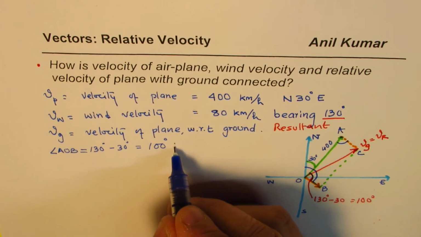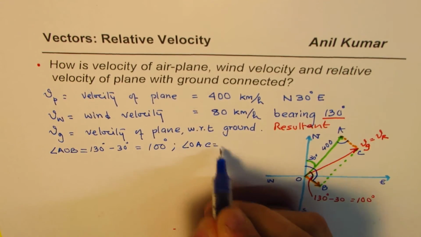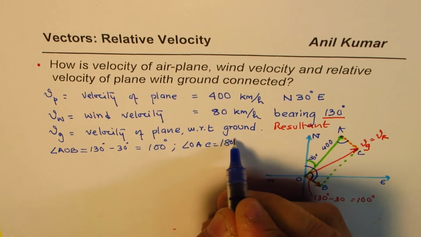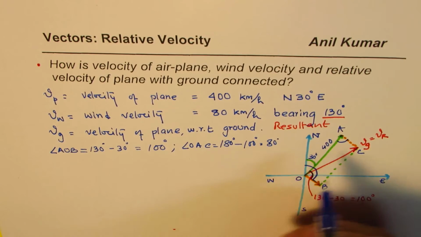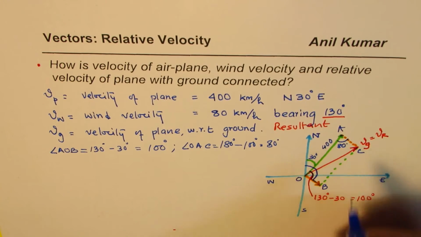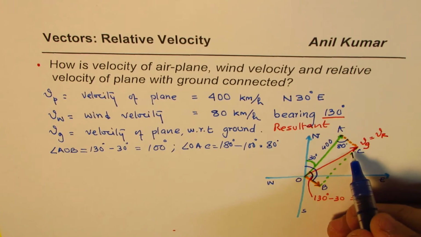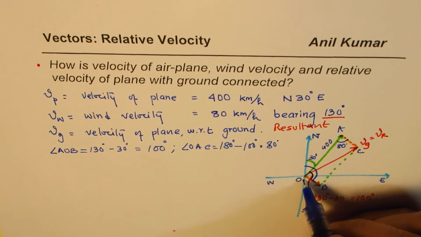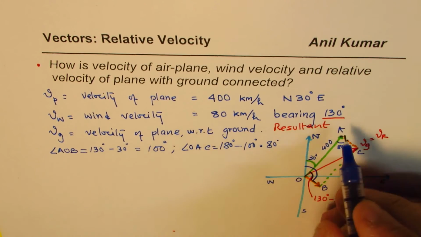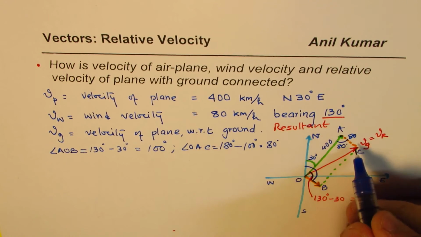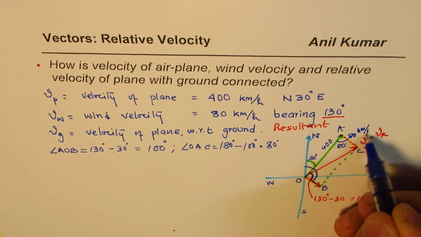These make a C. It has to be 80 degrees, right? So that gives you the angle OAC as equal to 180 degrees minus 100, that is 80 degrees. Is it okay? So we get this as 80 degrees. So what we have here is a triangle whose one side is 400, angle is 80, the other side is 80 kilometers per hour. So don't get confused with these numbers now. That is kilometers per hour, and this is in degrees.